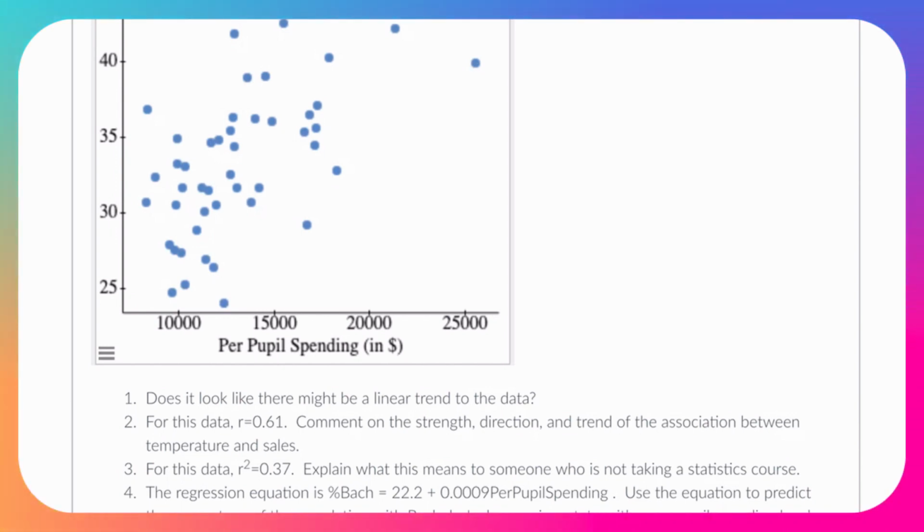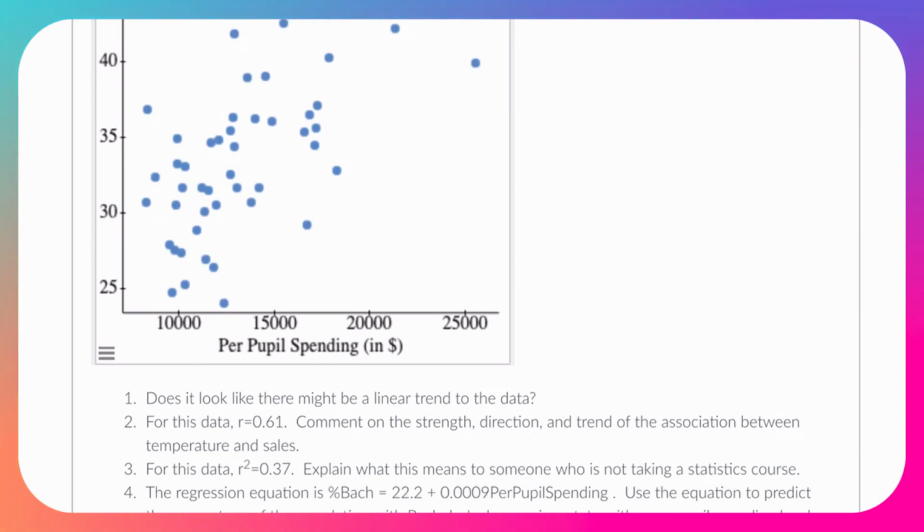So just decide, is it strong? Is it positive or negative? And the trend will be linear. I give you the R squared value, and it says, explain what this means to someone, and this is really important, who is not taking statistics. So a sentence that's not full of jargon, a sentence that's not full of complicated terms, a very easy to understand sentence about what that R squared value tells you.